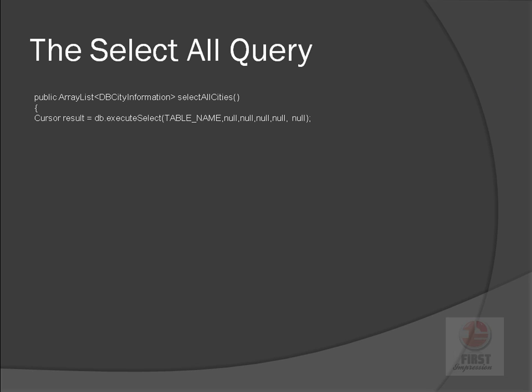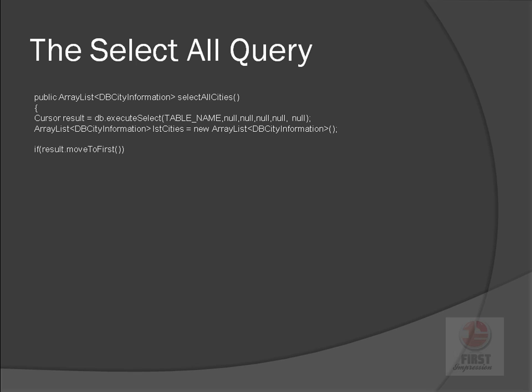Then we'll have a cursor. The cursor will be required to get all the records from the database. So we'll say cursor result equals to the database dot execute select. Inside the execute select, we'll have the table name, that is the table from which I want all the records, and I will pass null for all the other arguments because I don't want to have any where conditions, any order by clause, any group by clause, etc. Then let's create a new array list of cities by saying array list db city information lst cities equals to new array list. This indicates that we are creating a new array list of type db city information.